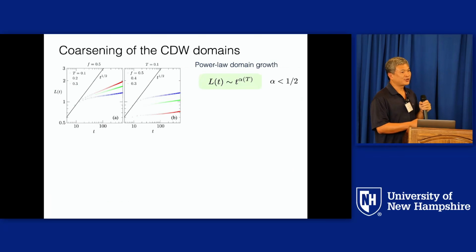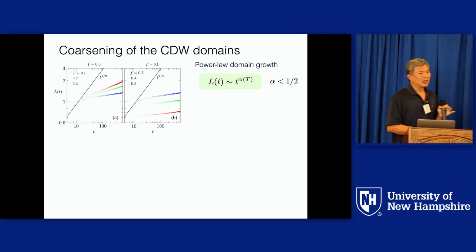So then we use the correlation function from our large-scale simulation. We compute this characteristic length, and then you can see that they all deviate at different temperatures. They all deviate from this expected square root of time behavior. We still get the power law domain growth, but the exponents are all less than 1/2, and it is sort of temperature dependent. So this is an example that you can get new physics with machine learning enabled large-scale simulations.